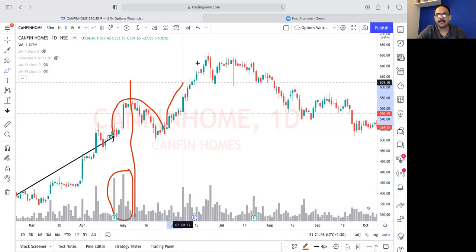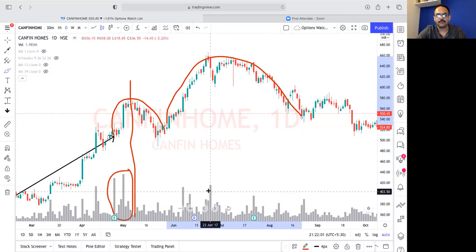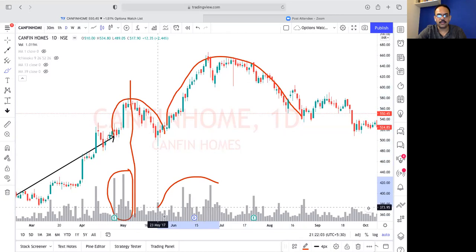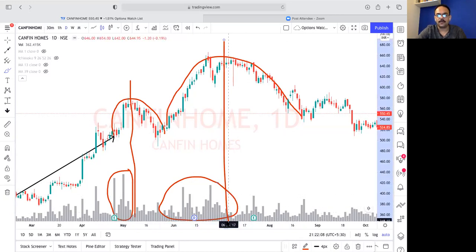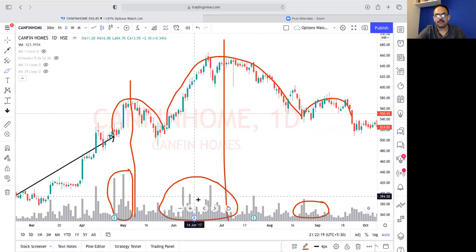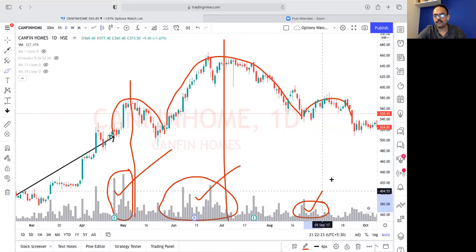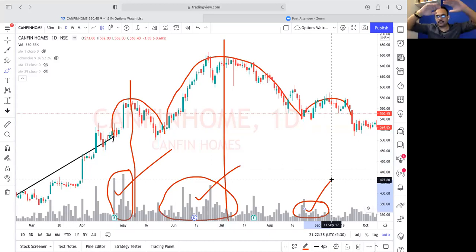This is the head. It took some time to form the head from here to here. See the volumes here. Okay. This is the volume for going up. Now, if you see this going up, see the volume has reduced now. When it was going up, compared to this and compared to this, do you see the volumes have reduced here? Can I have yes if you are okay with this? Can you see the difference of the volume?